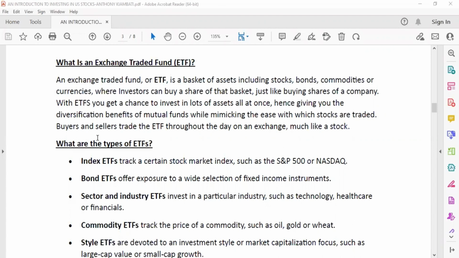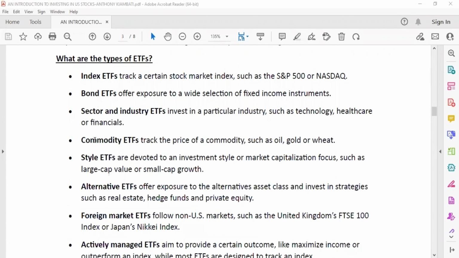What are the types of ETFs? I want us to look at the types of ETFs. The major types are index ETFs, and you will get to understand what an index is as we continue with the Zoom. An index ETF tracks certain stock market indexes, such as the S&P 500 or the NASDAQ. Then we have bond ETFs, which offer exposure to a wide selection of fixed income instruments.